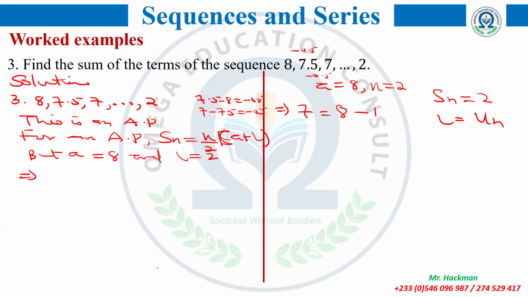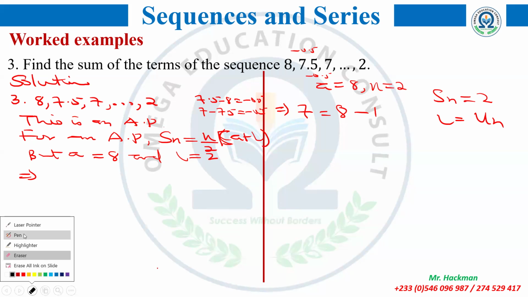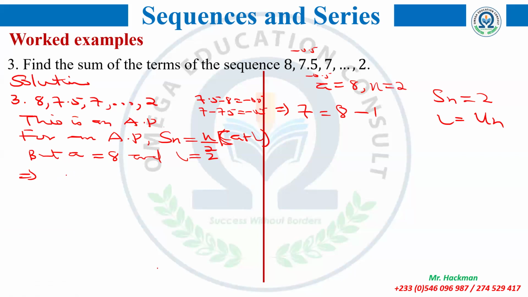You get my point? Okay. So please always use this. If you want to use the last term formula to get your n, always. So this will be it. Your L, you know it's equal to what?